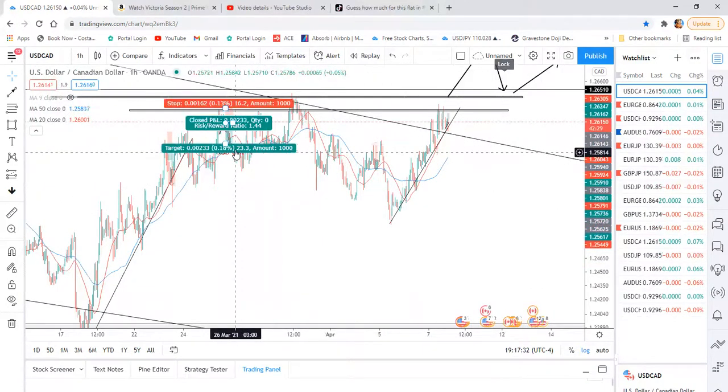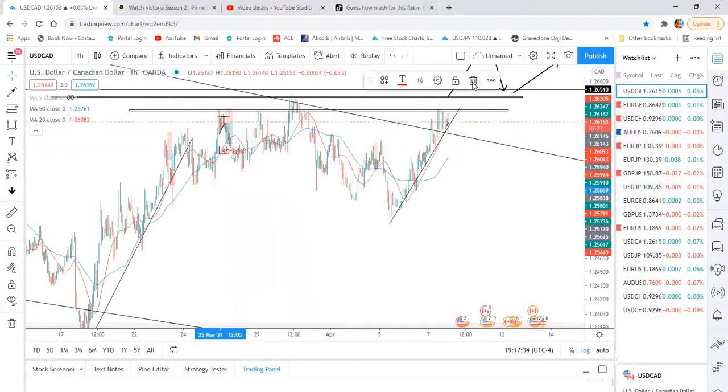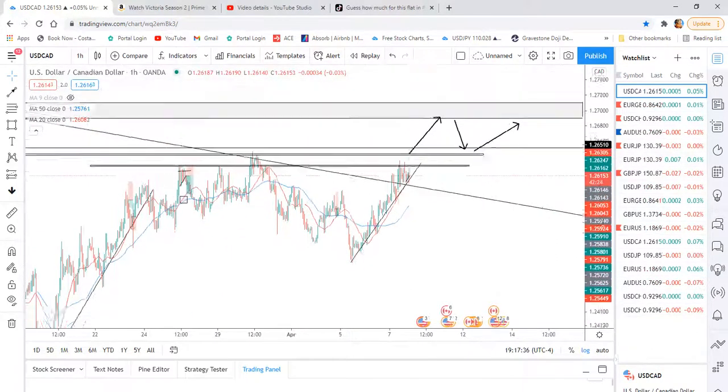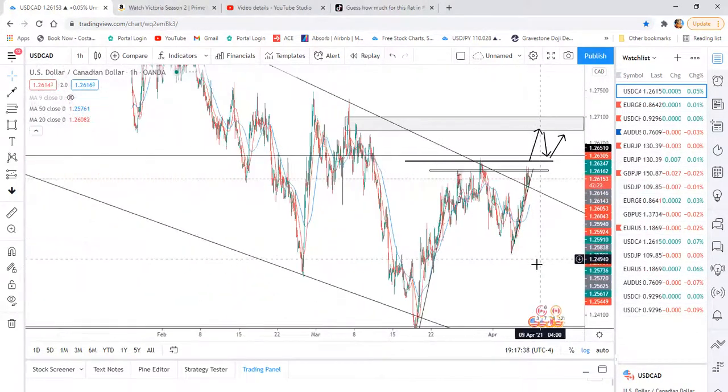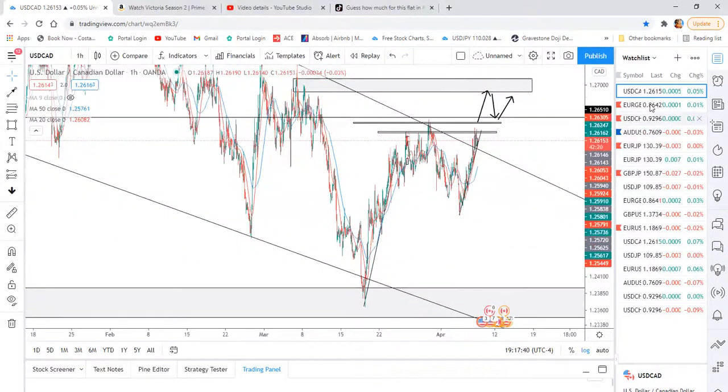All right, guys, so that's pretty much it. I'm just cleaning up this chart a little. So that's pretty much what I have for you guys.